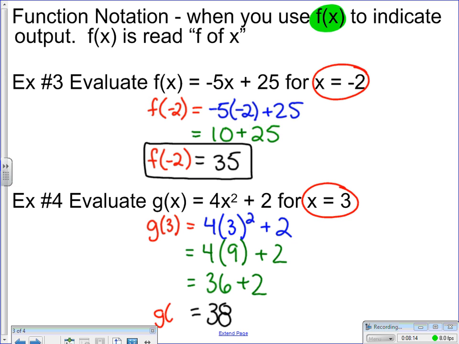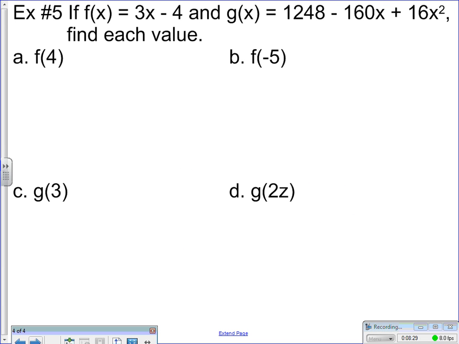So g of 3 equals 38. And that's the answer to your problem. All right, I've got a few examples on the last page for you to try. Okay, go ahead and plug in 4 into function f, and then plug in -5 into function f. When you're finished with that, move on to the second function g, substitute in a 3, and lastly substitute in a 2z. Go ahead and try these problems now.